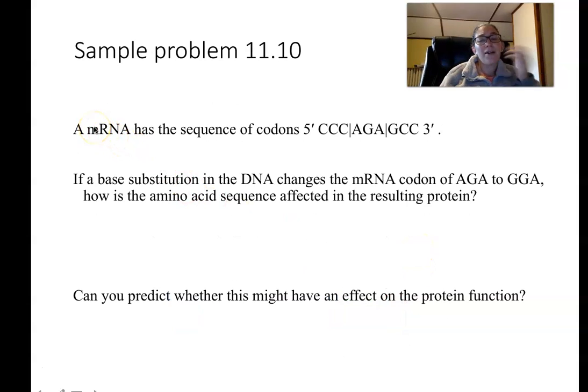All right, so a little concept check problem from the textbook. An mRNA has the sequence of codons CCC, AGA, GCC. If a base substitution in the DNA changes the mRNA codon of AGA to GGA, how is the amino acid sequence affected in the resulting protein? So I need to do this one. I'm going to look up a genetic code, pull it up on my phone so I don't have to go away from the screen.